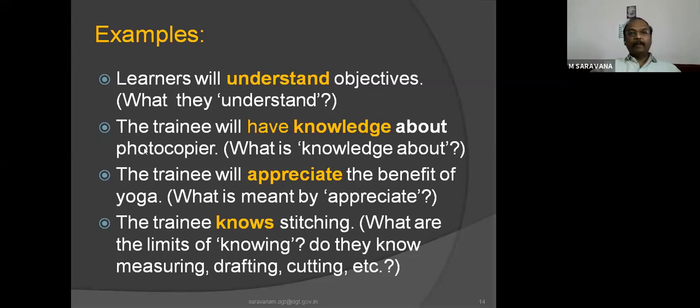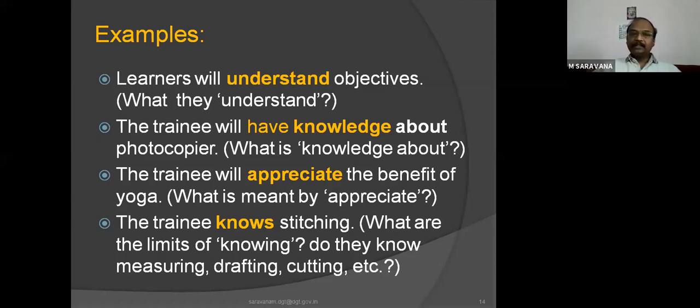One more example: the trainee will have knowledge about the photocopier. For secretarial practice or office assistant related trades, even computer trades also, we will demonstrate how to use the photocopier. After demonstrating the particular skill, we should ask the trainees, "I have demonstrated, you observed, now you show how to use the photocopier." Like that we will ask.